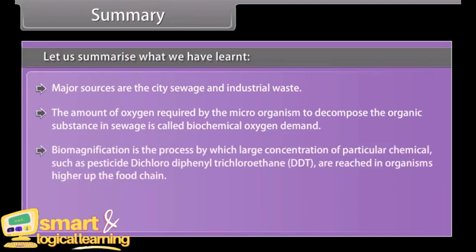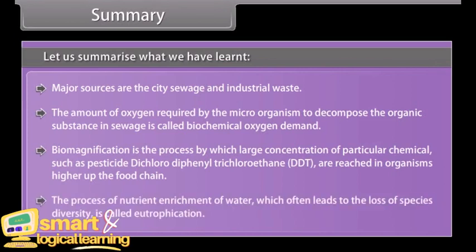Biomagnification is the process by which large concentrations of a particular chemical, such as the pesticide dichloro-diphenyl trichloroethane, DDT, are reached in organisms higher up the food chain. The process of nutrient enrichment of water, which often leads to the loss of species diversity, is called eutrophication.